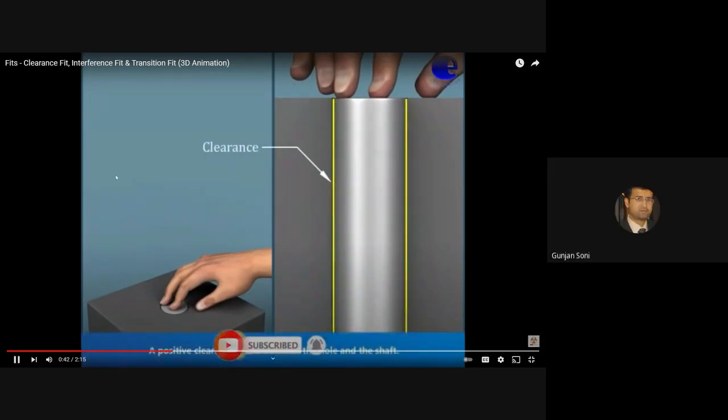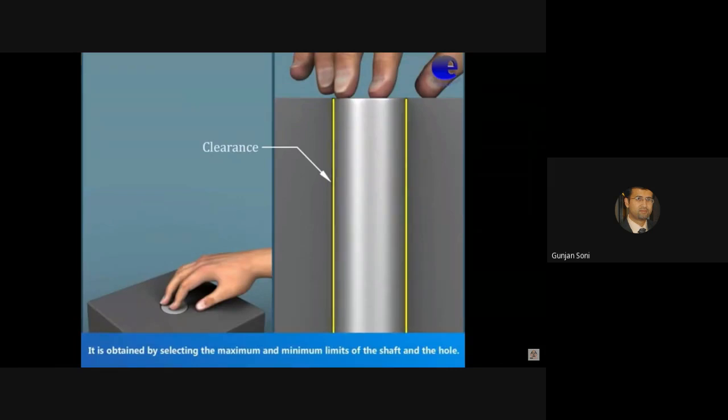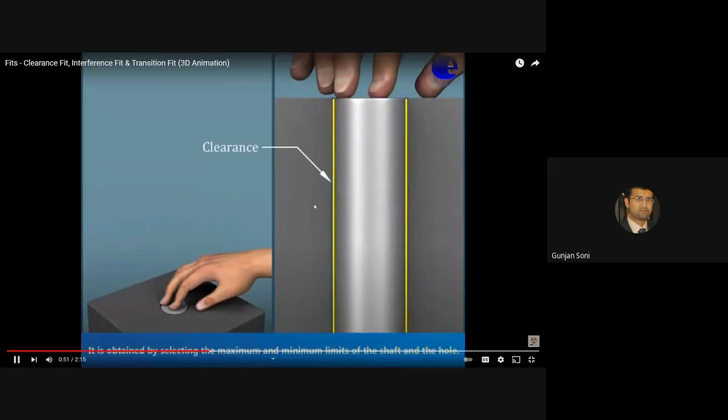A positive clearance exists between the hole and the shaft. It is obtained by selecting the maximum and minimum limits of the shaft and the hole.